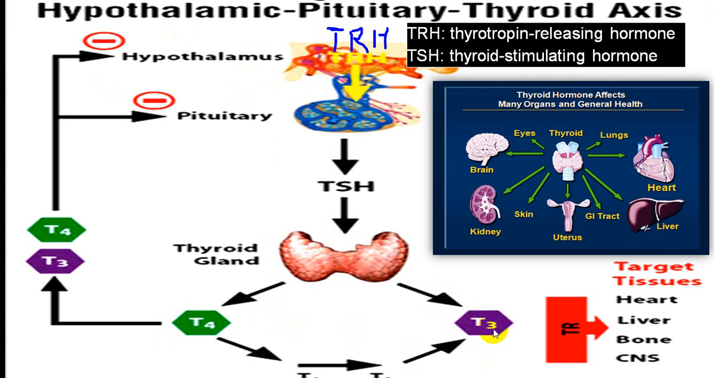T4 will be converted into T3, and that T3 will be active and will act on peripheral tissue, or we call target tissue, that is heart, liver, bone, brain, kidney, genital tracts, ovaries, testes, etc. All these structures, we say everything from head to toe, will be acted upon by that, and the level of T3 and T4 will give negative feedback. Short loop to the pituitary gland, long loop to the hypothalamus.